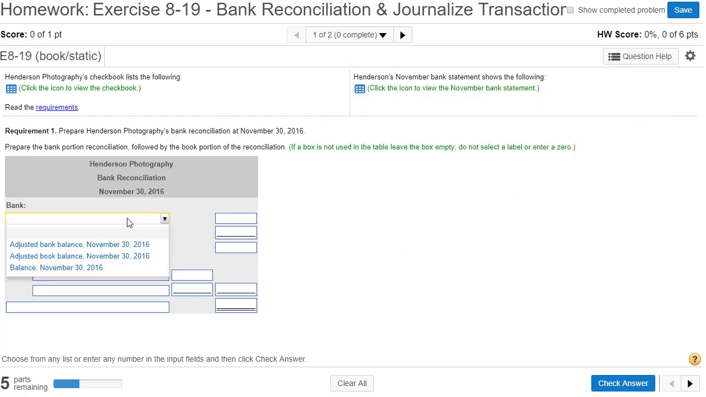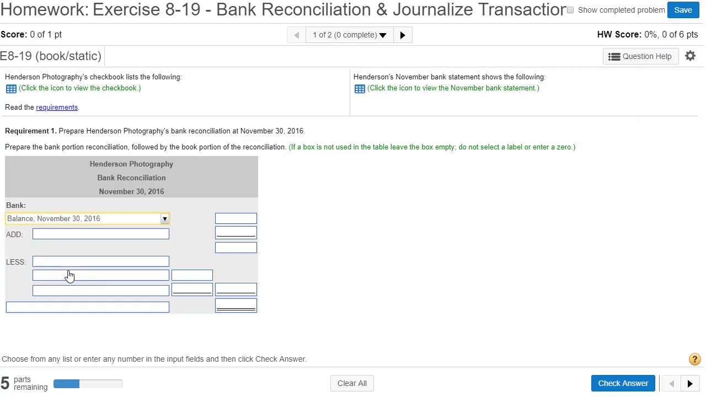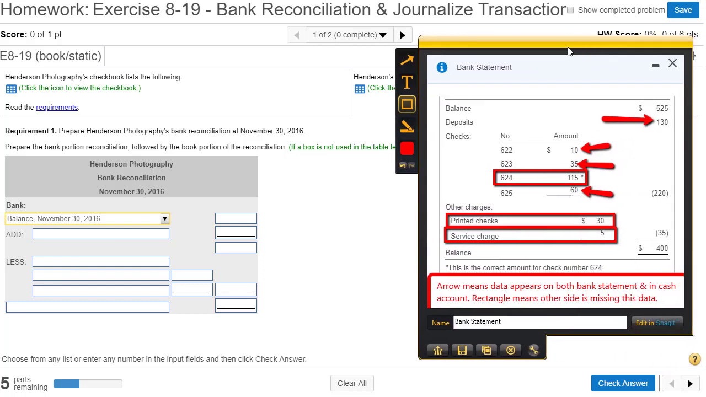So what we're going to do is find the bank balance as of November 30th. Let me get back to the bank statement. So here's the bank statement. According to the bank statement, what is the balance of the cash account or checking account at the end of the month? But don't grab this 525 because that's at the beginning of the month. So according to the bank statement, the balance at the end of the month was 400.